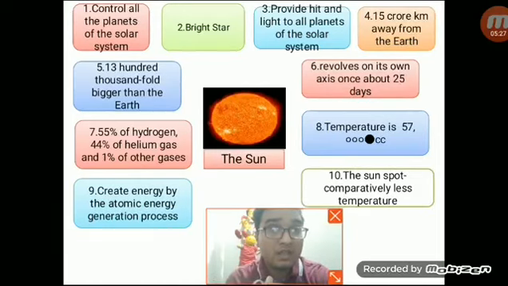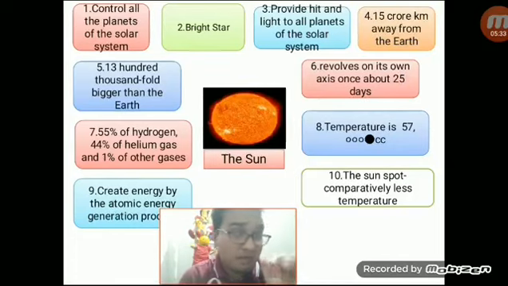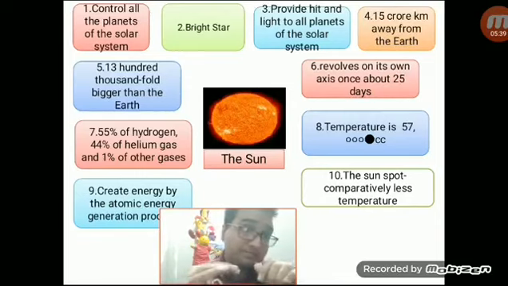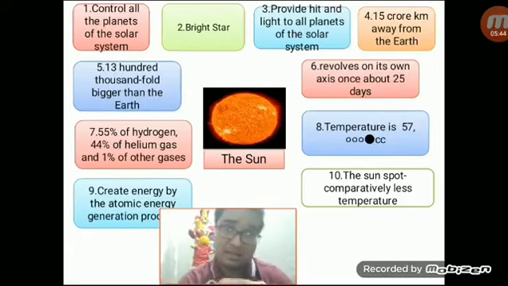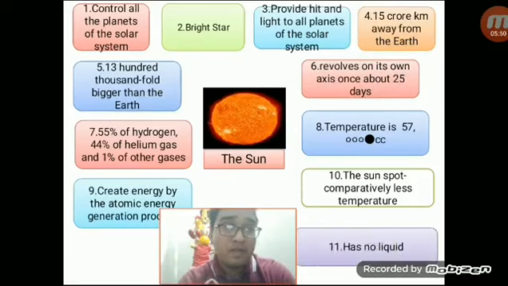Okay, then the sunspot. The scientists have discovered a black point on the surface of the sun. This is called the sunspot. In a sunspot, the temperature is comparatively less than the other parts of the sun's surface, and lastly, there is no presence of liquid on the surface of the sun.